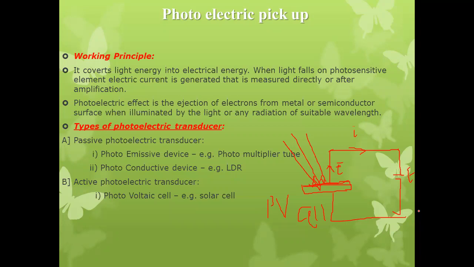Those transducers that require an external energy source for their operation, that is nothing but what? Yes, tell me. Passive means what? And active means what? Tell me anyone.